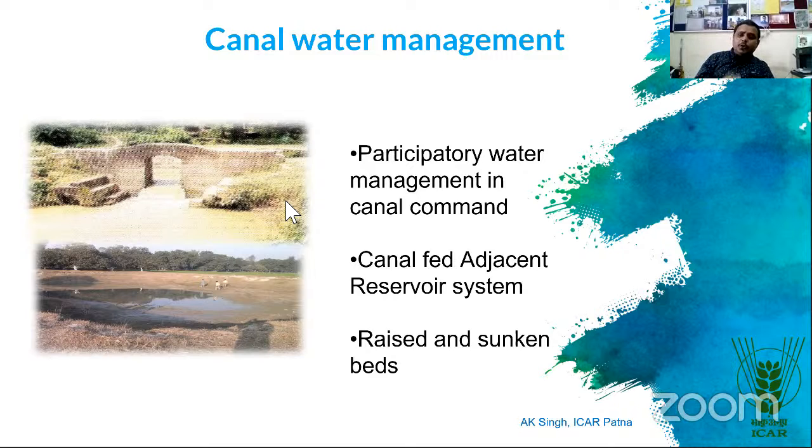And there is a need to create a reservoir in the canal fed area, an adjacent reservoir. You just see, one adjacent reservoir is created, and we have to go through a sunken bed system for the crop production.